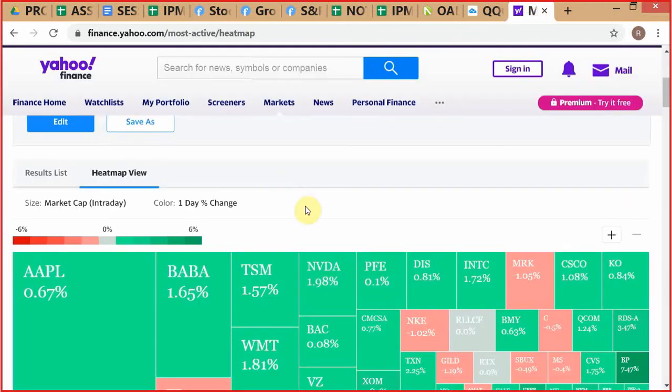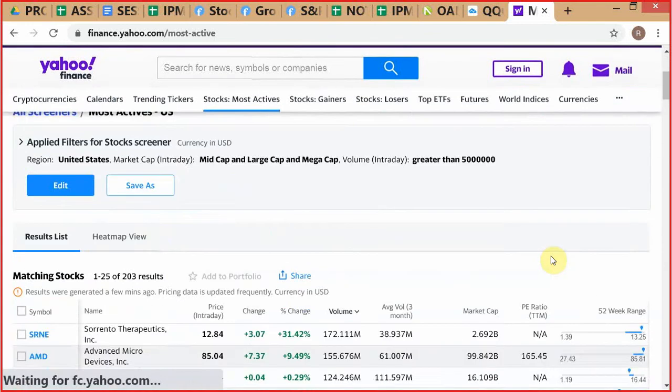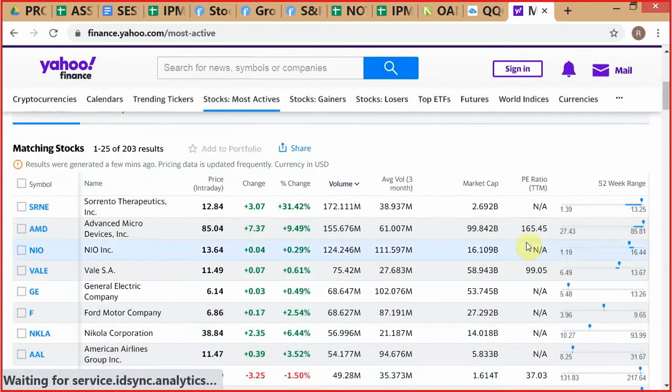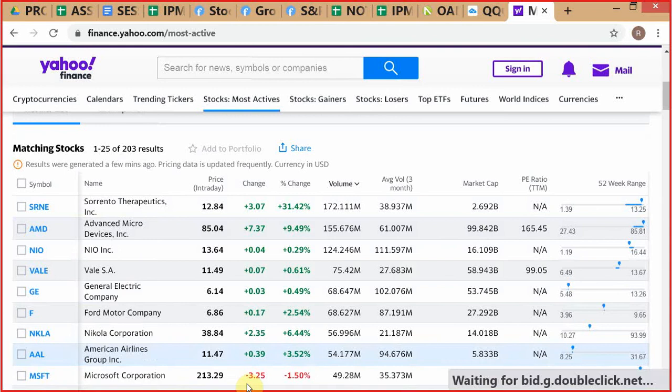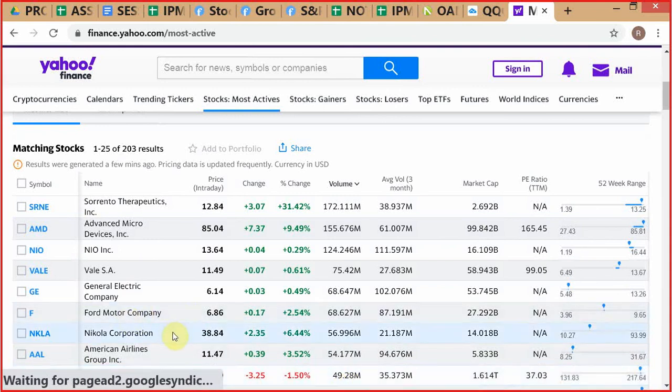Look, when I go to the most actives, or let me just, this heat map view is not very, let's look at the listing view, that is better. I look at the most active stocks and I see, oh my God, there are 203 stocks. Which one should I buy? Or which one should I even follow? Forget about buy or sell.